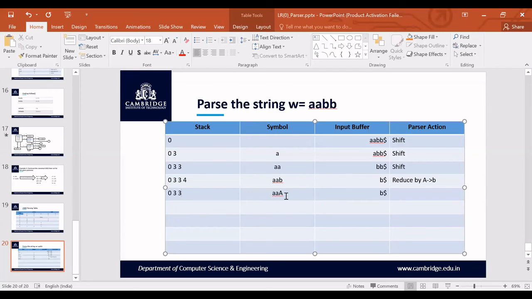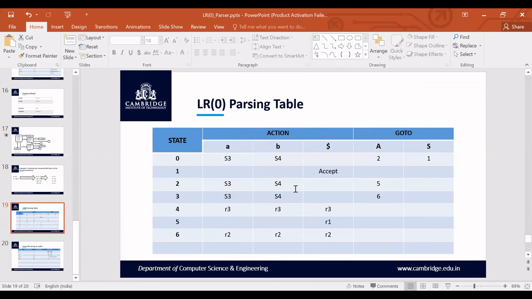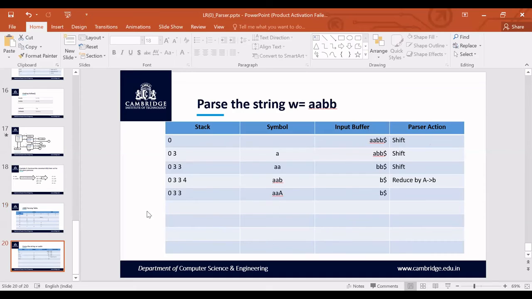Now since the previous step is a reduce step, take the state on the stack top with the symbol that was recently reduced. Which was the symbol that was recently reduced? Variable A. Okay. So 3 on variable A. Check what is 3 on variable A. 3 on variable A is 6. Push this state onto the stack top.